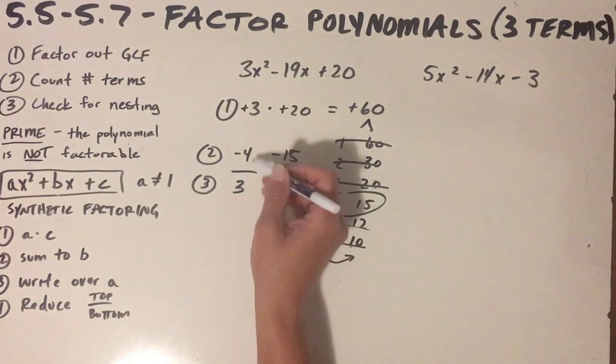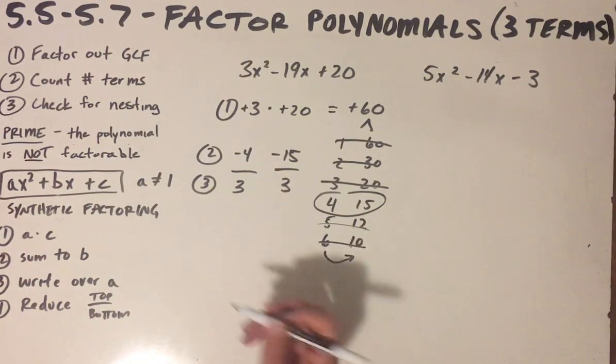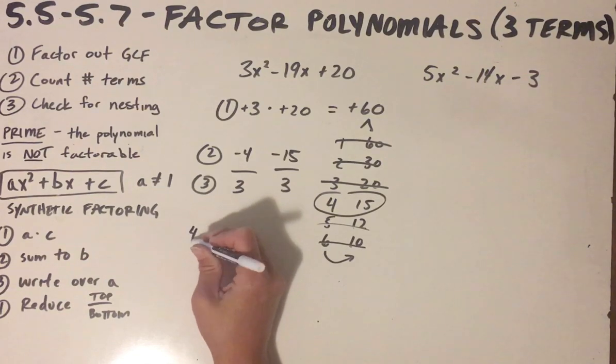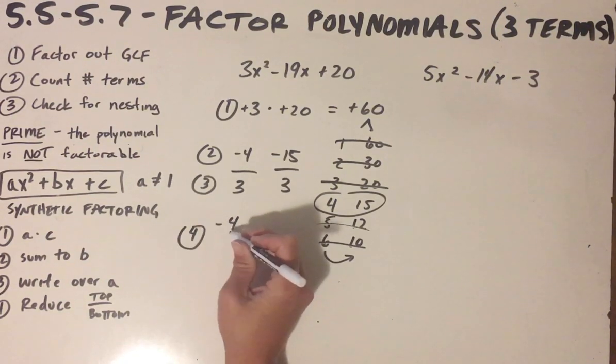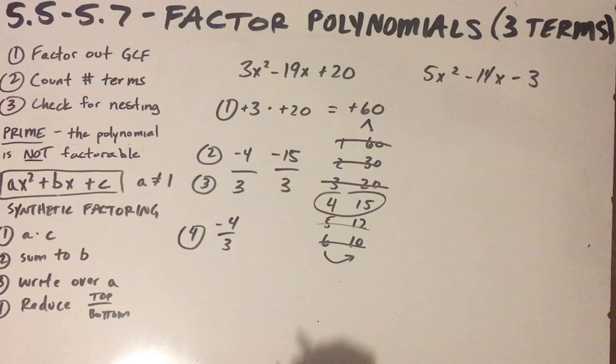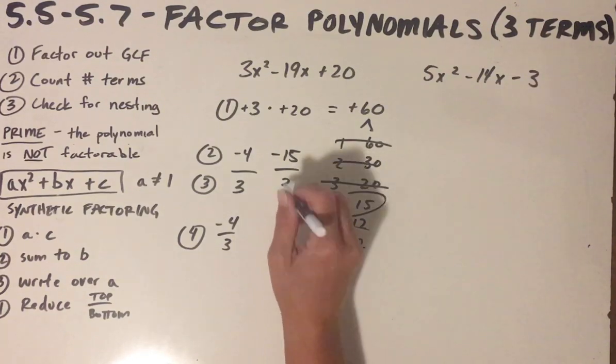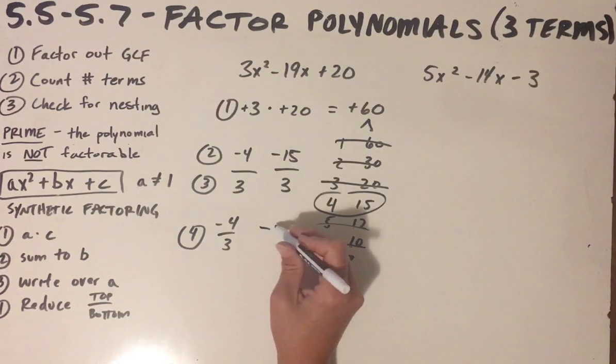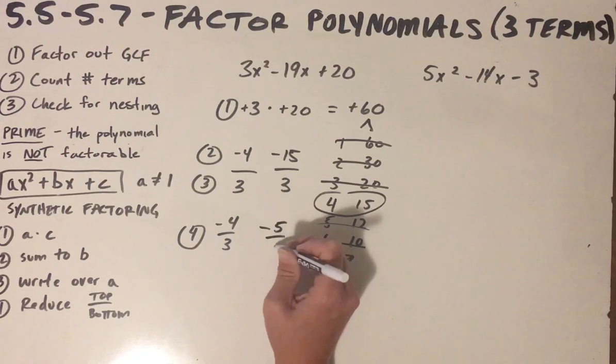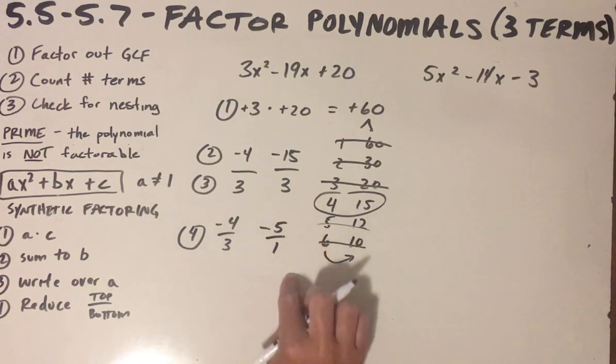Okay, so negative 4/3 can't reduce. So for step 4, I'm going to say I have negative 4 over 3. Nothing I can do about that. But 15 and 3 can reduce. They both have a common factor of 3. When I take 3 out, I have 5, and I just have 1. But again, I need to leave a top and a bottom.